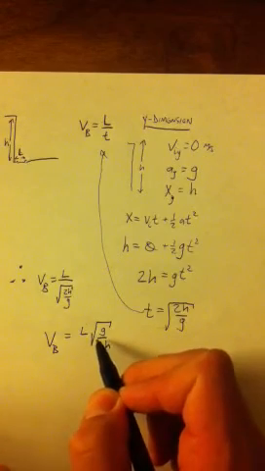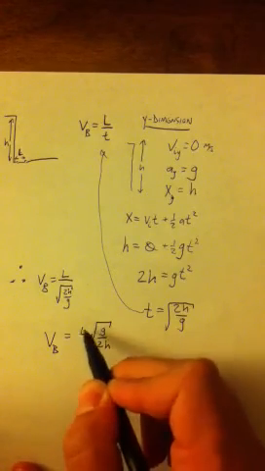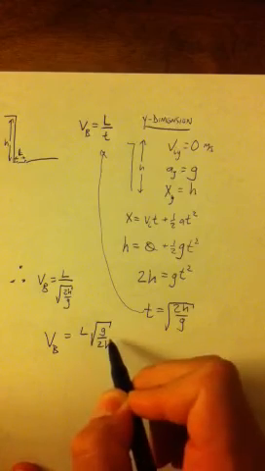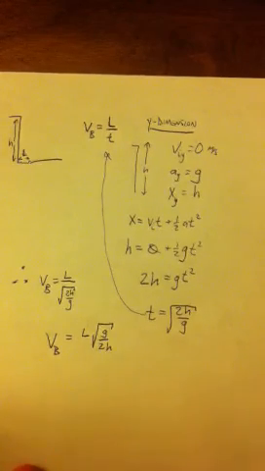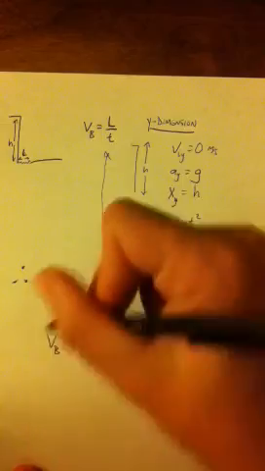Now, as you can see in the next couple of parts, they're going to ask you just to go and plug numbers in for these two variables, these two unknowns. So we've set ourselves up to be a little bit more efficient as we move on.